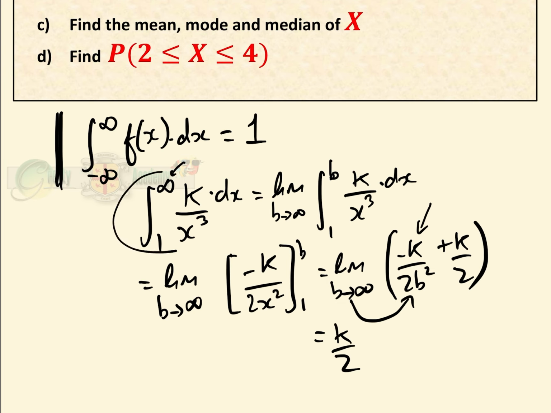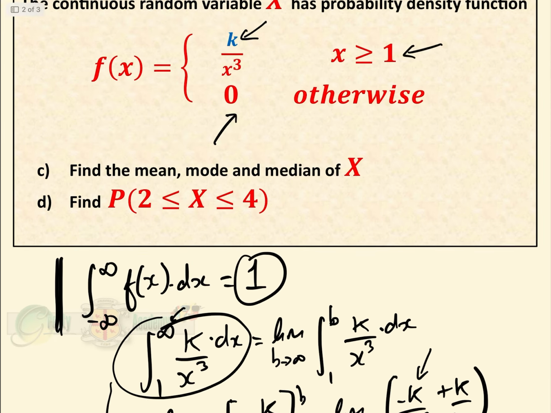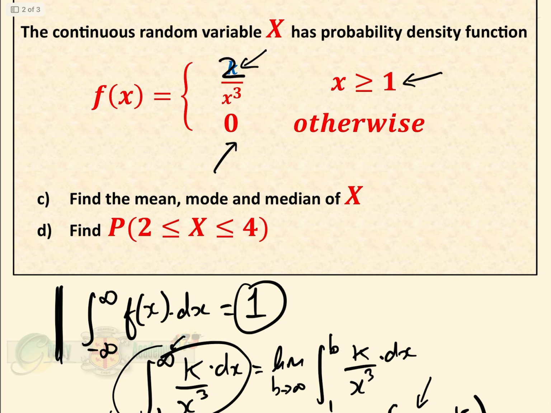So this integral equals k over 2, and we know it's equal to 1, and therefore k equals 2. We now know that our probability density function is f of x equals 2 over x cubed for x greater than or equal to 1 and 0 otherwise. Okay, so that's the first thing.